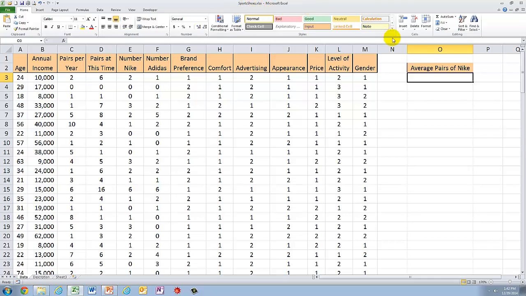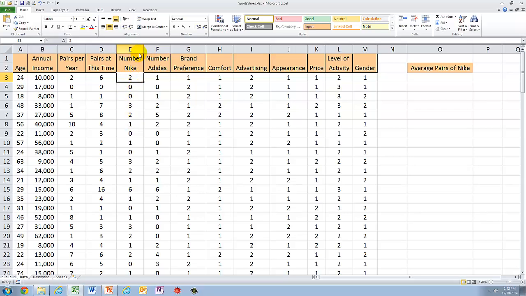sportshoes.xls. It's available on the course website. This data was collected on Boise State University's campus, and it represents 100 individuals chosen at random. What we've recorded is the age, the income, the number of pairs of shoes they buy per year, the number of pairs of shoes they own, the number of pairs of those shoes that happen to be Nike. So let's stop right there.